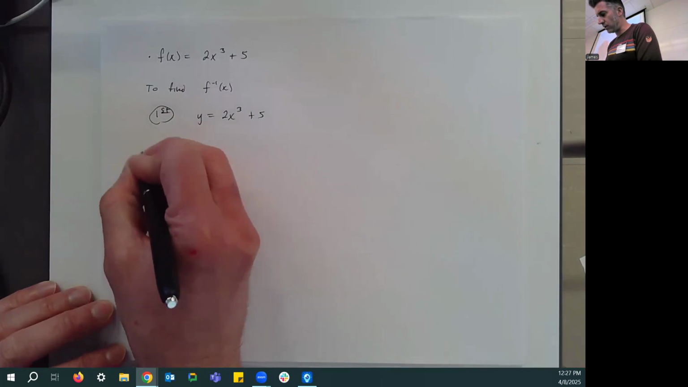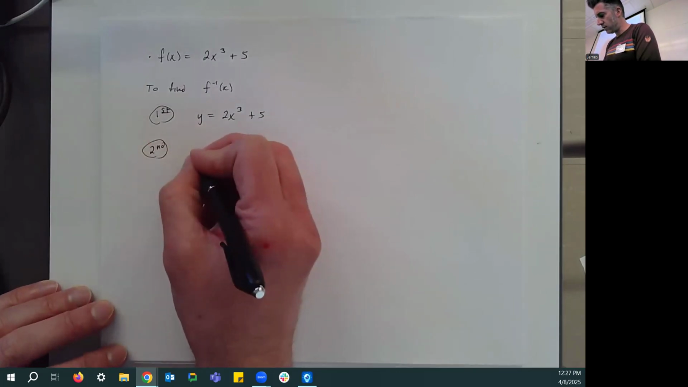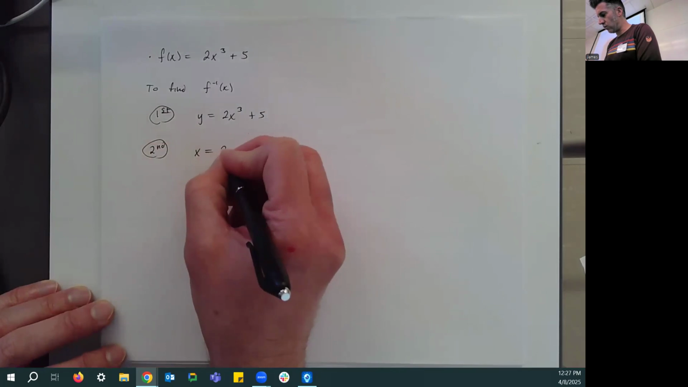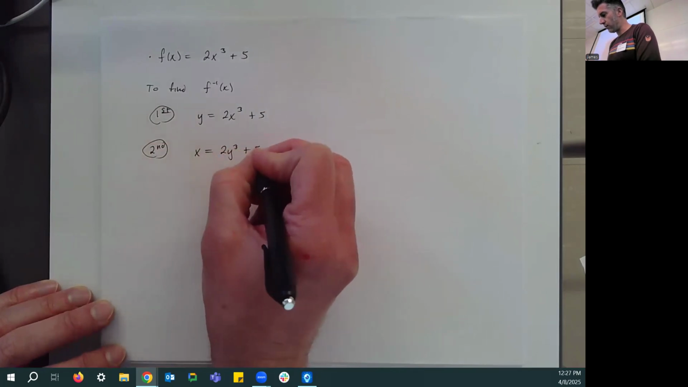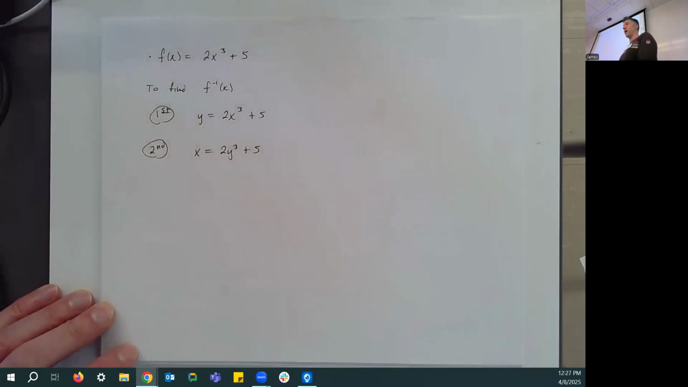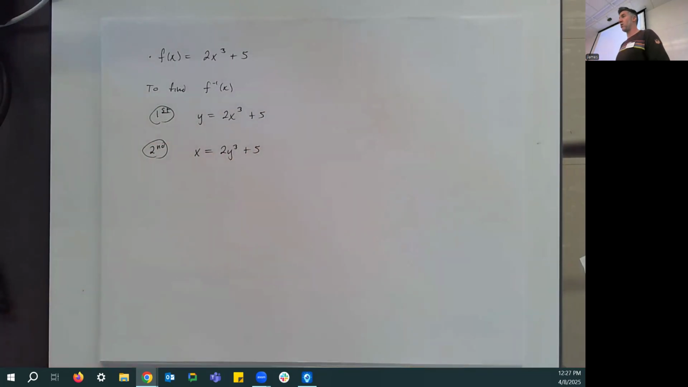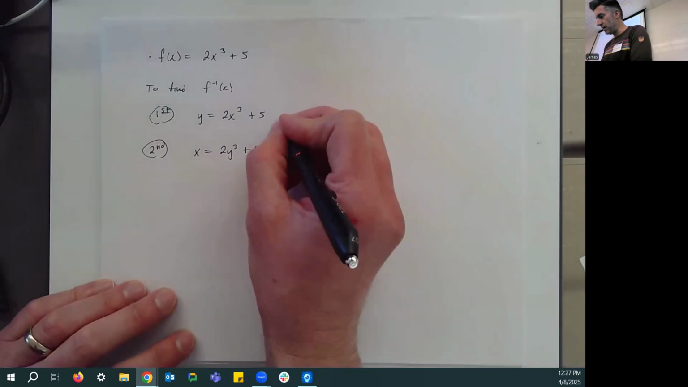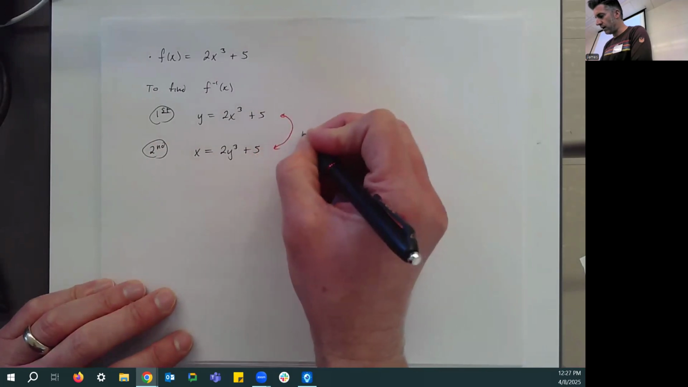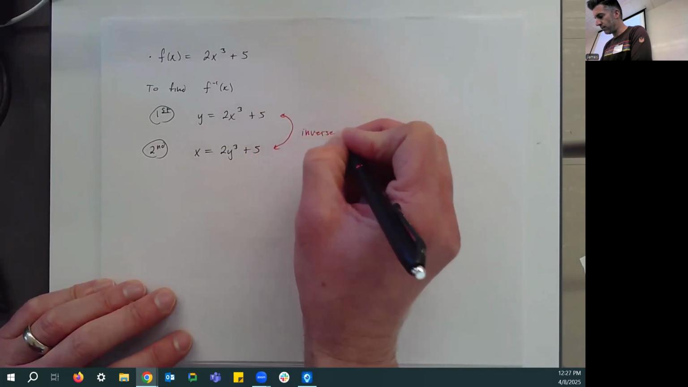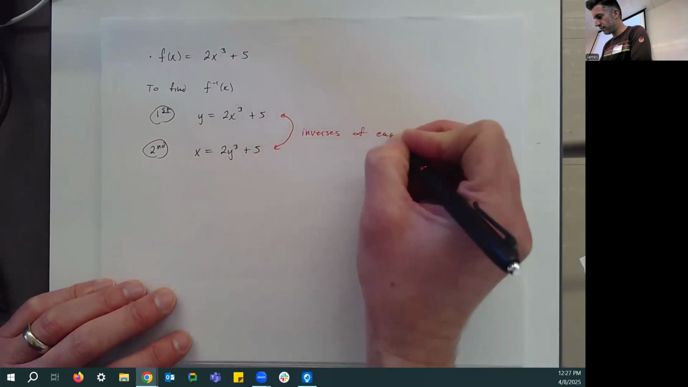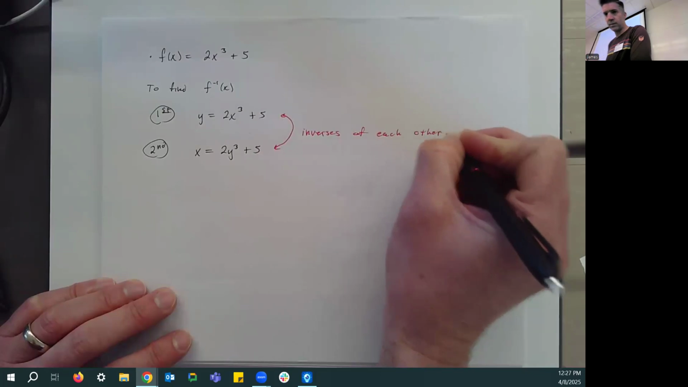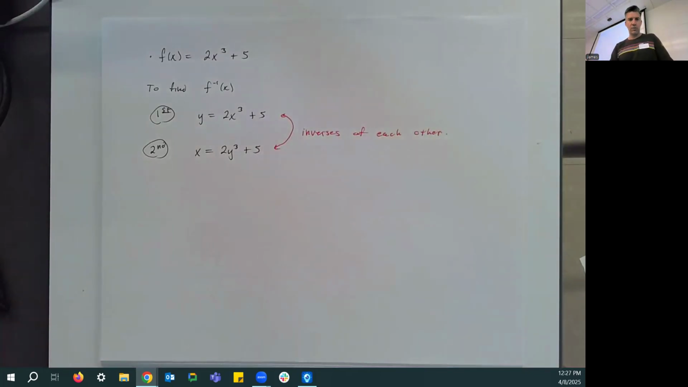So the second step, we're going to switch x and y. So x equals 2y cubed plus 5. I will point out at this point, even though we haven't solved for y yet, these things are inverses of each other. I'll point out because I think it's worthwhile to see.